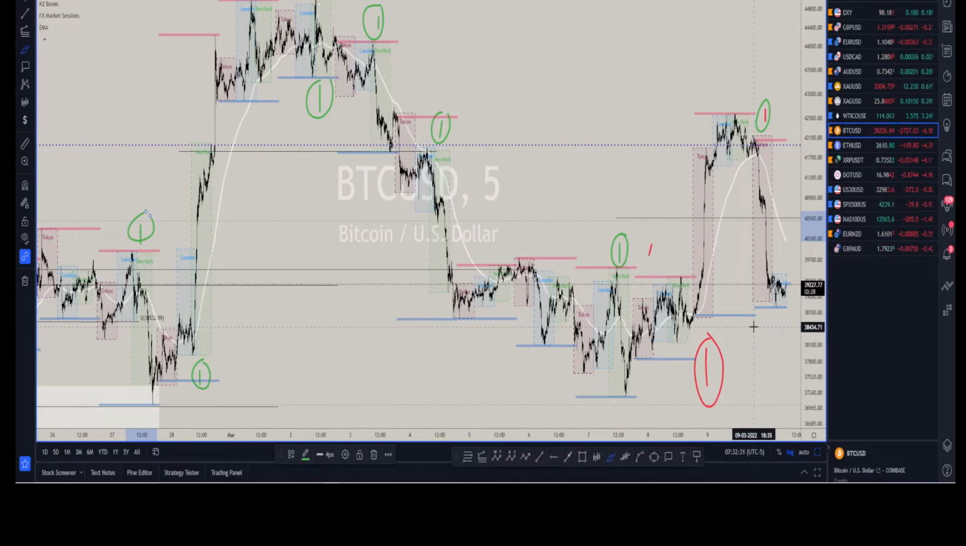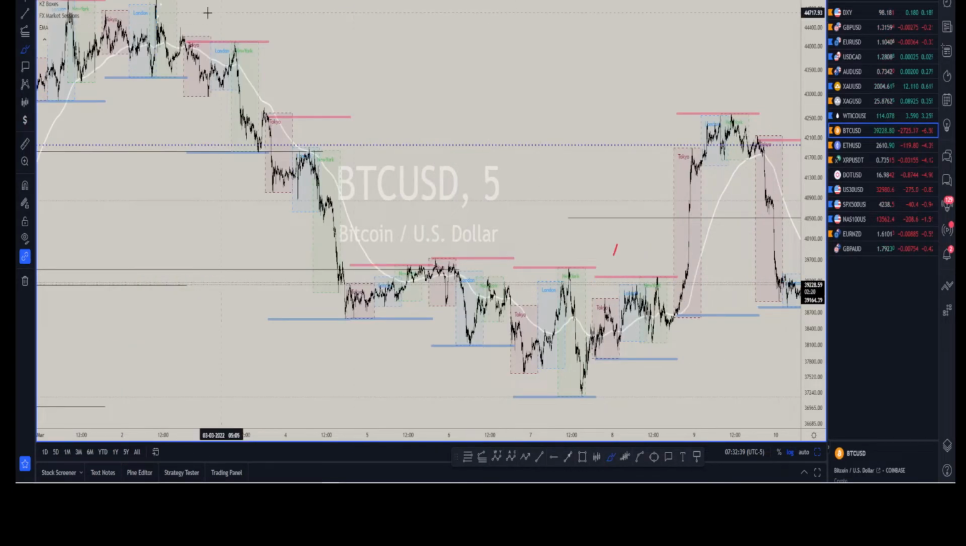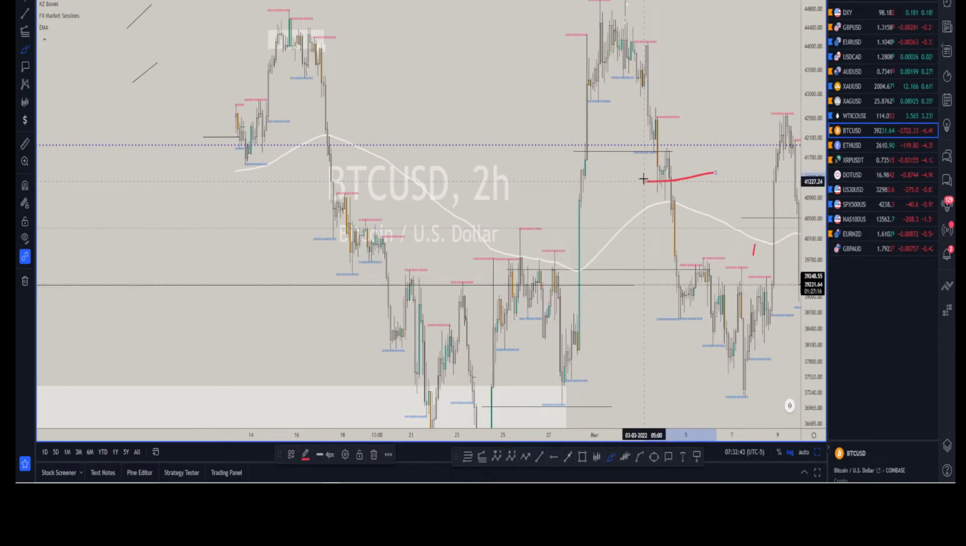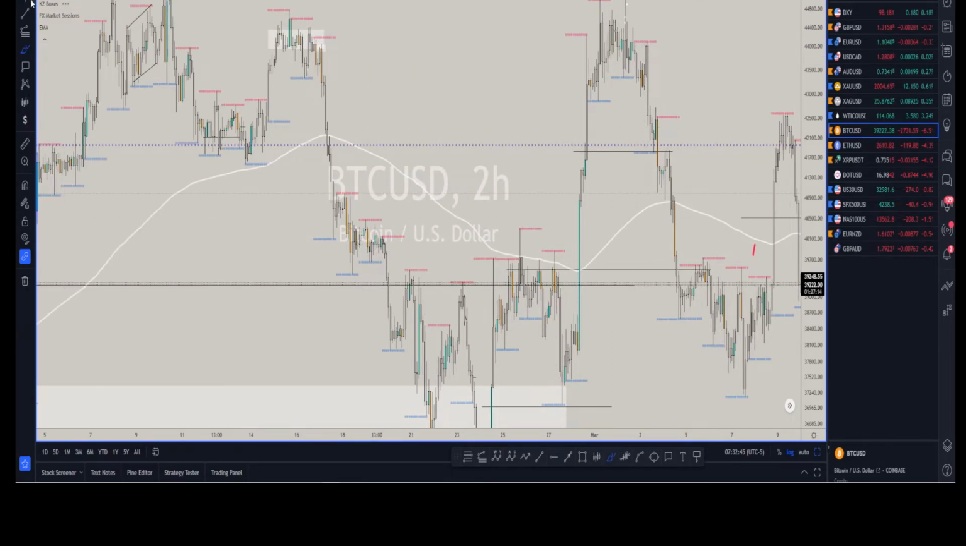Hopefully it makes sense what I'm trying to show you guys. Let's go to our view of the higher time frame. So we are below. Come on, move this one from here.